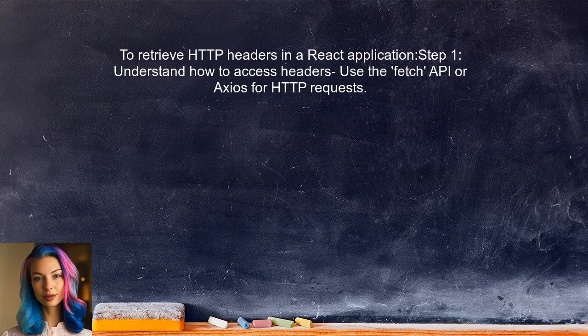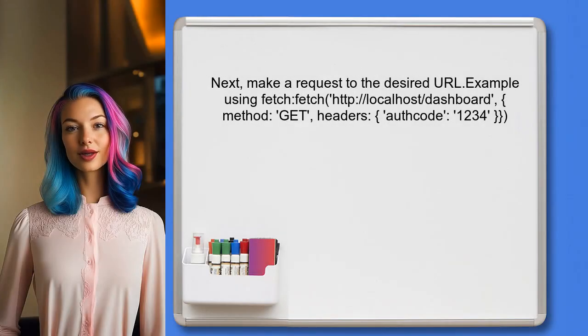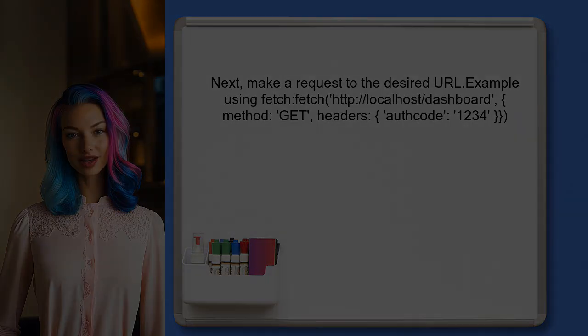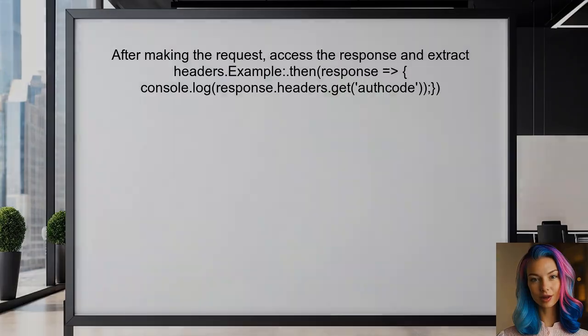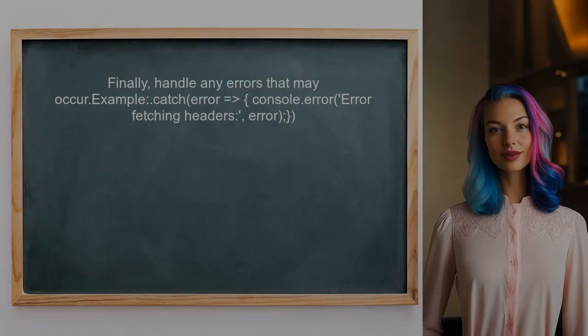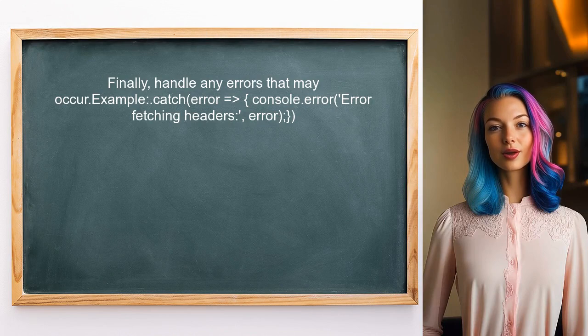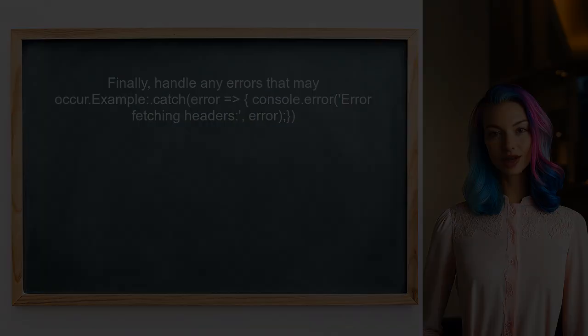To retrieve HTTP headers in a React application, the user should first understand how to access the headers from the request. This can be done using the Fetch API or Axios for making HTTP requests. Next, the user should make a request to the desired URL, in this case, localhost/dashboard. They can include the headers in the request options. After making the request, the user can then access the response and extract the headers. This is done by using the then method to handle the response. Finally, the user should ensure that they handle any errors that may occur during the request. This can be done using a catch block.